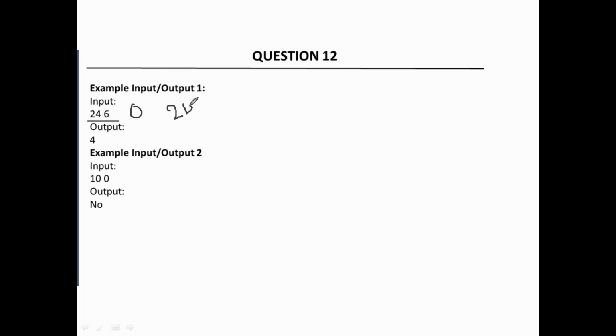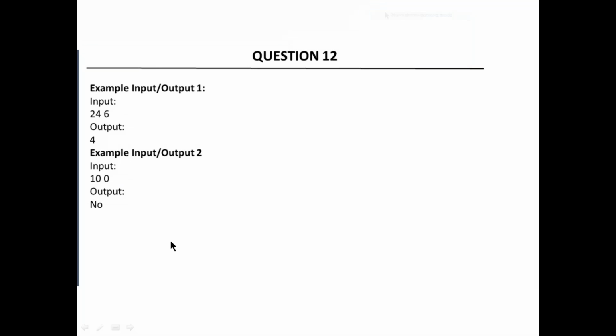You should check like this. First of all, check whether 24 is divisible by 6 or not. If it is divisible, then you should return the 24 by 6 value, which is 4. Now check the next one, 10 and 0. For this one you should return 0. 10 modulus division of 0 is not possible, so at that time you should return 0.